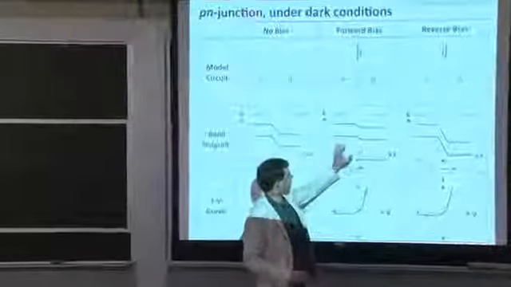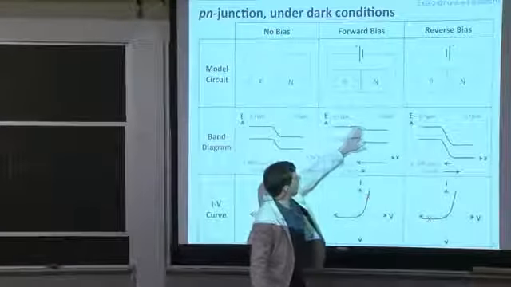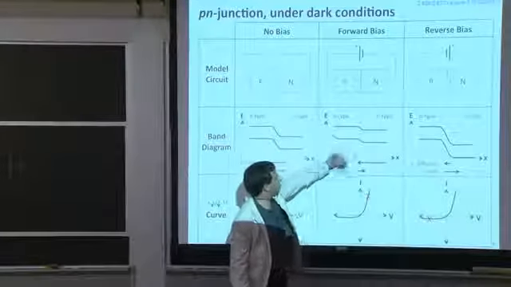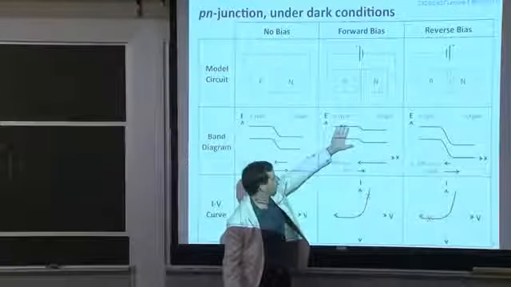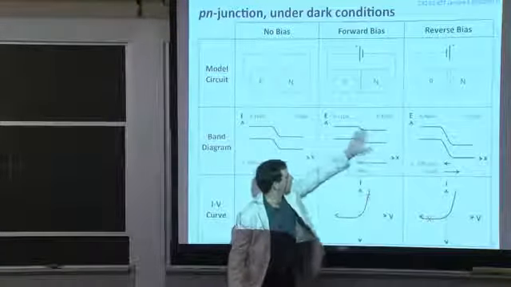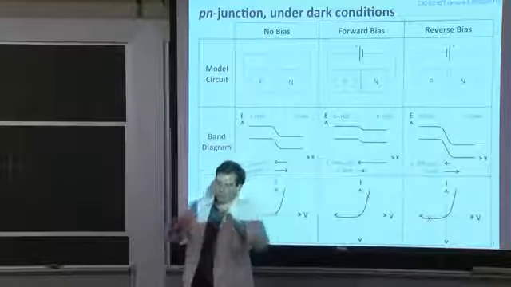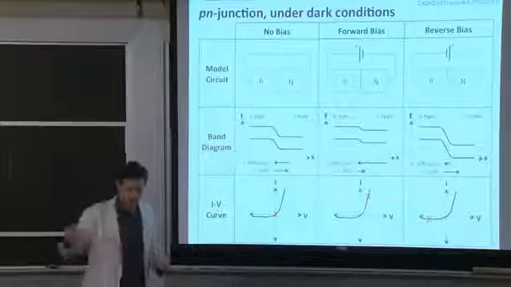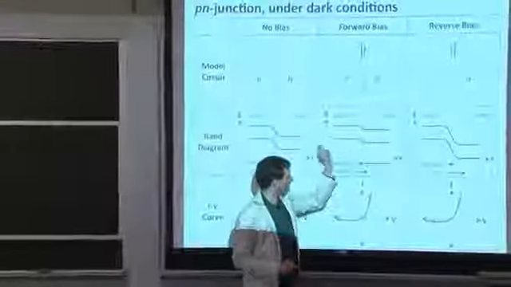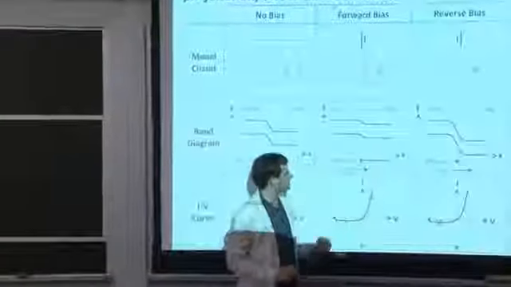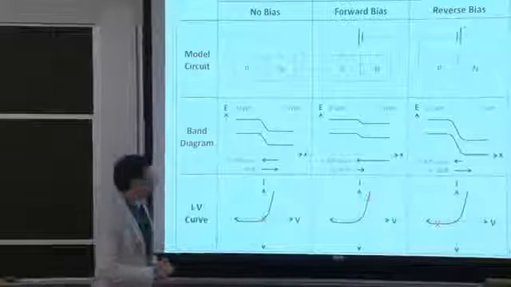Under forward bias conditions, when we reduce the barrier height between the N and the P-type side, we're now allowing that diffusion current from the N to the P to take over. And as we reduce the barrier more and more and more, we have this exponentially increasing density of electrons flowing through our system. And that's why we have this exponentially increasing curve here.